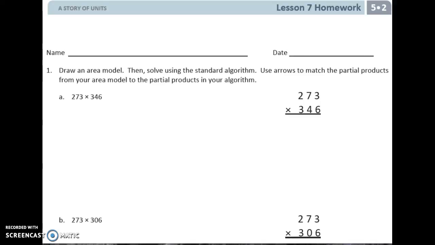Welcome to Lesson 7 from Module 2. We are taking this even a step further today. So yesterday what we were looking at was 3 digits by 2 digits in multiplication, and today we're taking it to the next level, 3 digits times 3 digits.